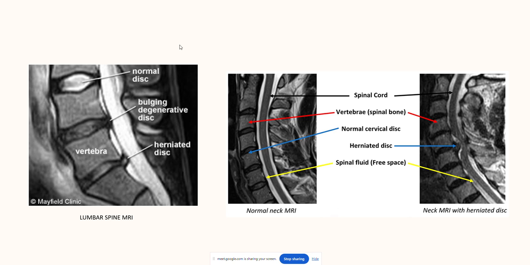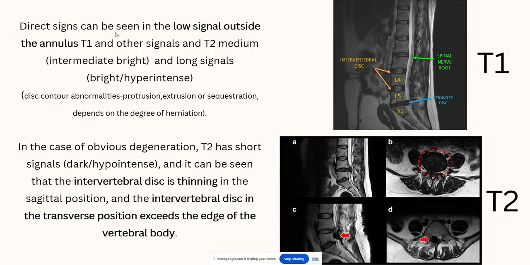Okay, another example of MRI image. Direct signs can be seen in the low signal outside the annulus, and on T2, intermediate, bright, and long signals, bright or hyperintense. These abnormalities can show the protrusion, extrusion, or sequestration, depending on the degree of the herniation.